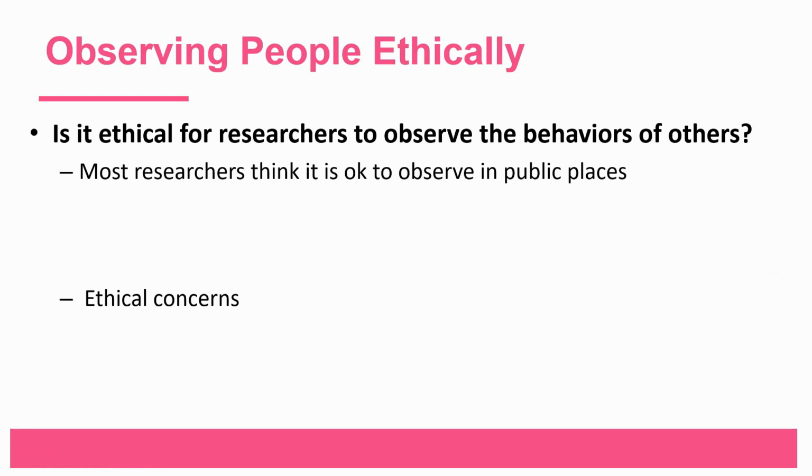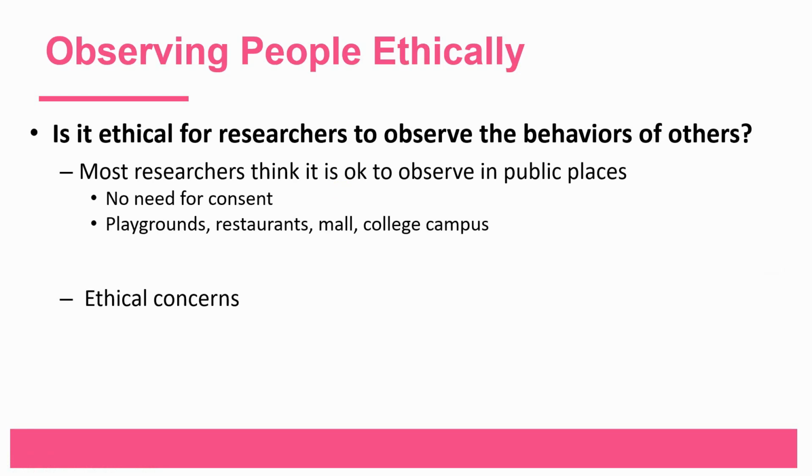And if you went through our institutional review board, our IRB, they would say the same: when you are observing somebody in a natural setting, in a public setting, it is okay to observe them. There isn't a need for consent under those circumstances because you're just observing what they are doing in a public place. So, playgrounds, restaurants, malls, college campuses, any kind of a public setting, it is okay for researchers to engage in observational research.